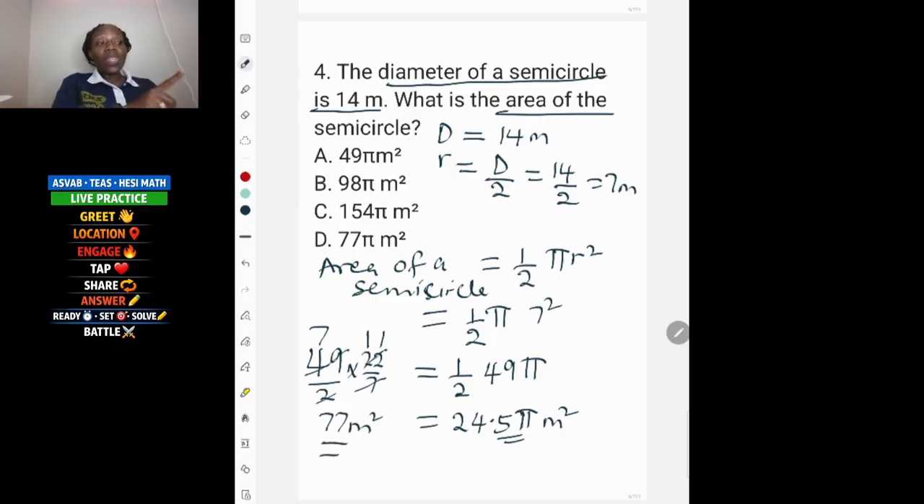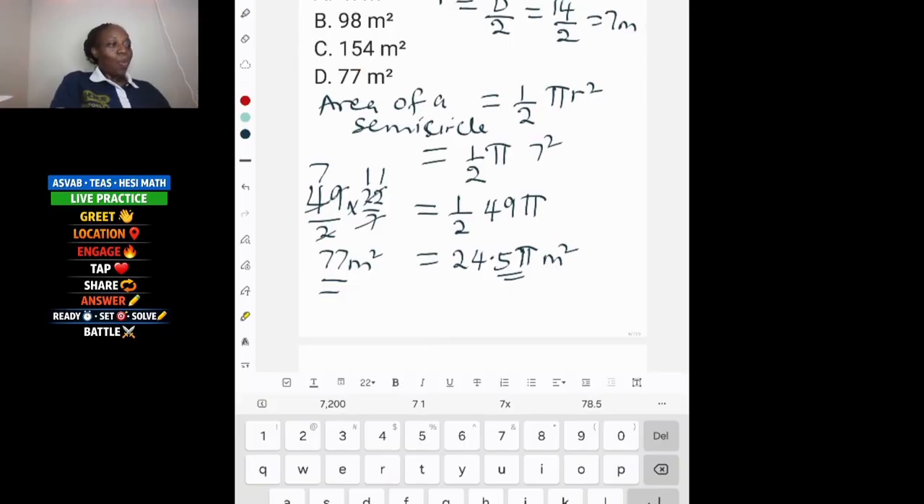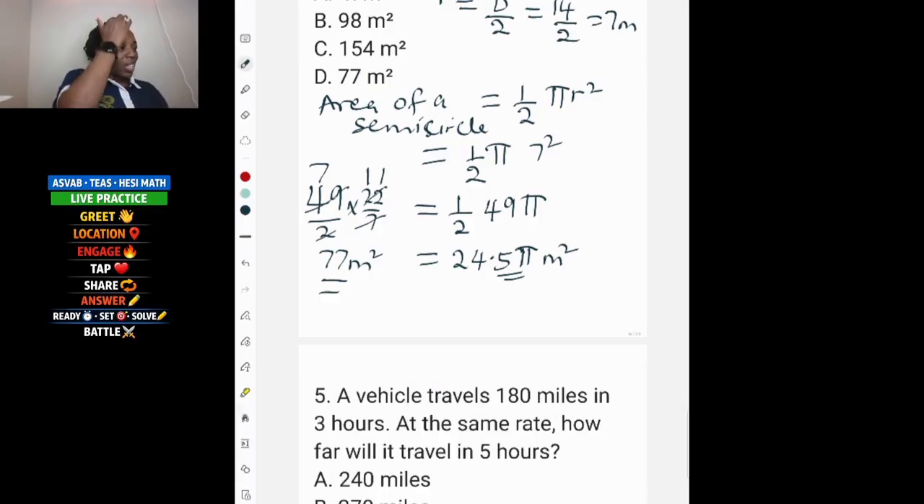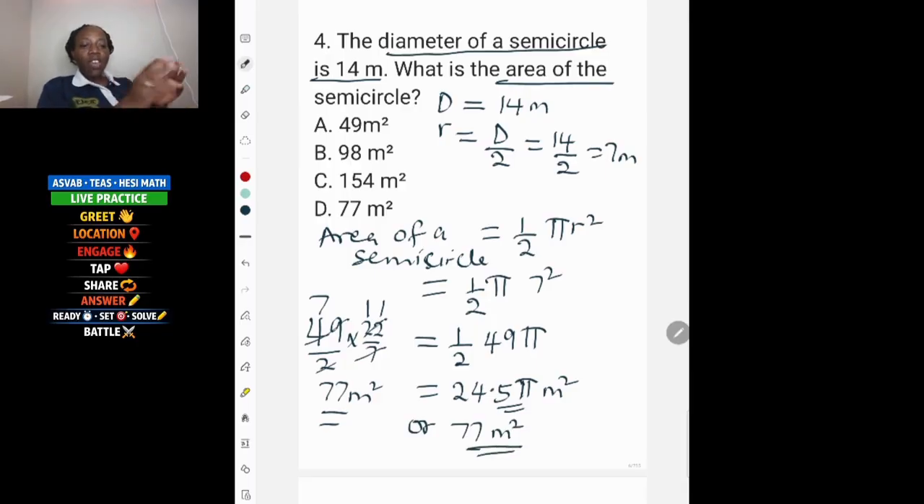So the answer should be D, but without pi. So let's just note that. Yeah, pi should not be there. So I will just adjust it. Sorry about that, but it's human error, right? So you see that our answer will be 24.5 pi meters squared, or 77 meters squared, which should be D if there is no pi.